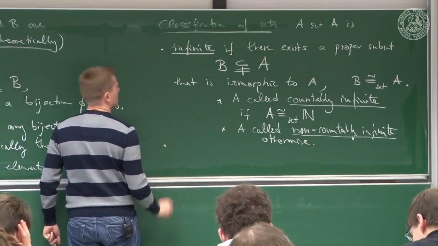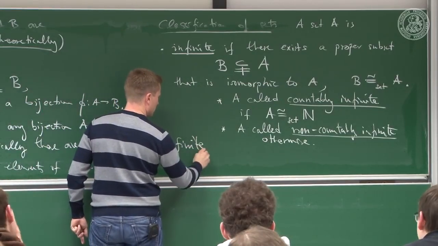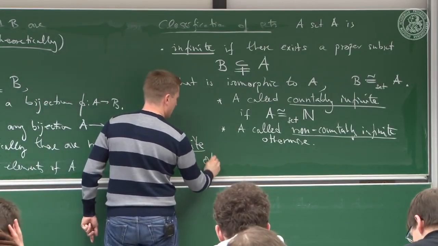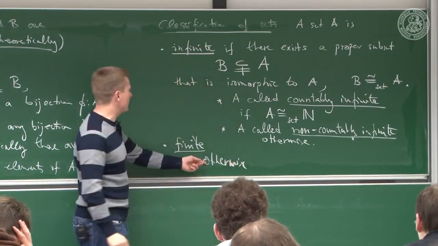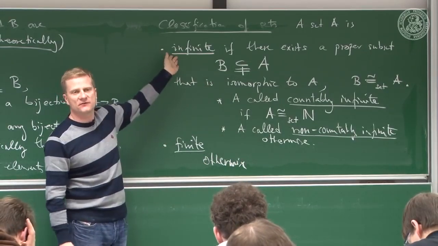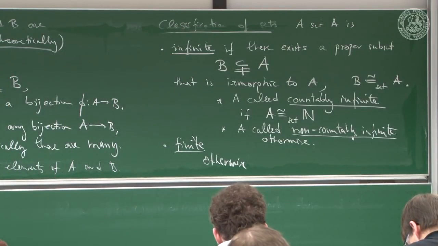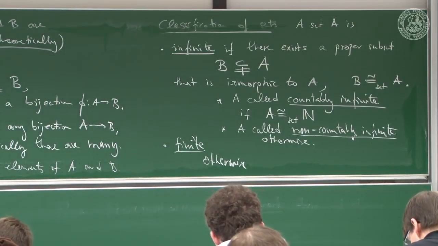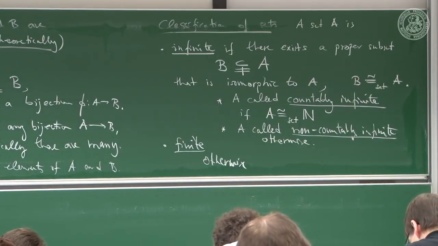And then a set is called finite, again, otherwise, but now the otherwise, of course, refers to this level of the structure if it's not infinite. Okay. Fine. So that's the classification of sets. And there is not more to be said.